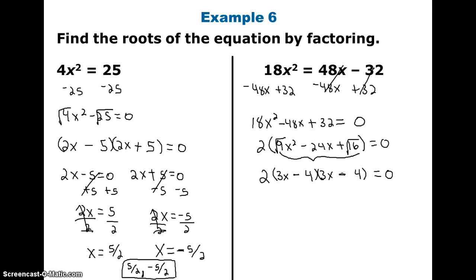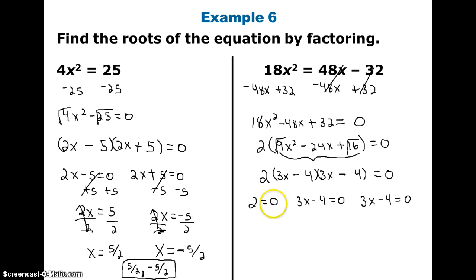So now you're going to factor. Now you're going to set everything equal to 0. Everything you see equal to 0. So I do see a 2 here. I'm going to take 2 equal to 0. I'm going to take the parentheses, 3x minus 4 equal to 0. And then the next one, 3x minus 4 equal to 0. And you're trying to solve for x.